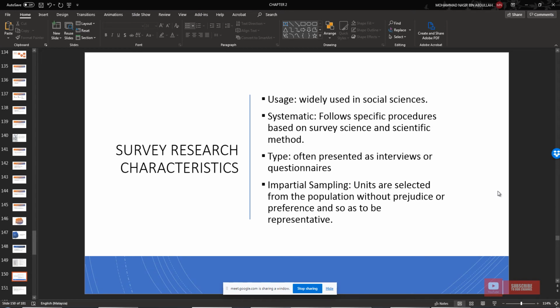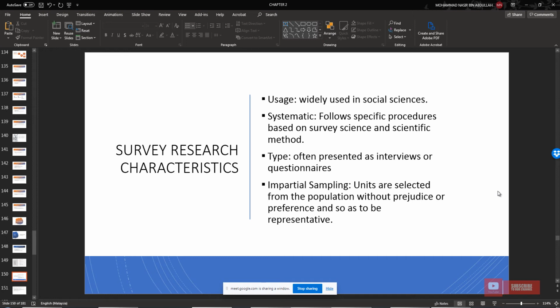So survey research characteristics and usage: this is widely used in social science, right? It is systematic, following specific procedures based on survey science and scientific method. The type is often presented as an interview or questionnaire. So normally we already have a set of questions that we want to ask the respondent. We normally create it as a questionnaire and pass it to the respondent, and sometimes we do a face-to-face interview based on structured questions.